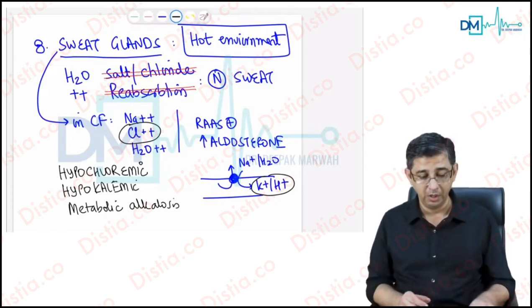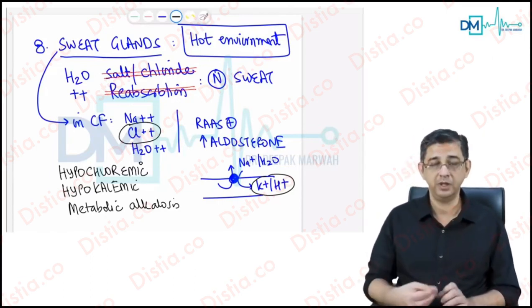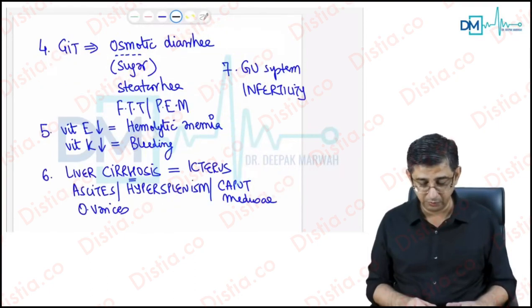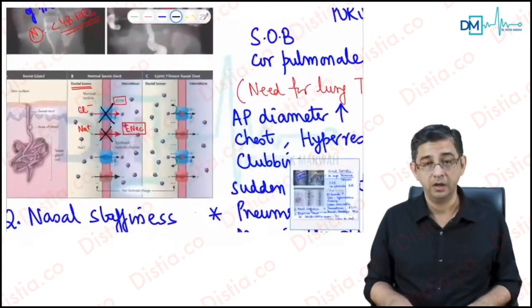So remember this complete statement: hypochloremic metabolic alkalosis is a feature found in patients with cystic fibrosis, especially in a hot environment. I would just like to invest another 30 seconds into explaining part number 8 again, and I'll just show you the diagram so that we can understand this better. Yeah, I'll just zoom it in.